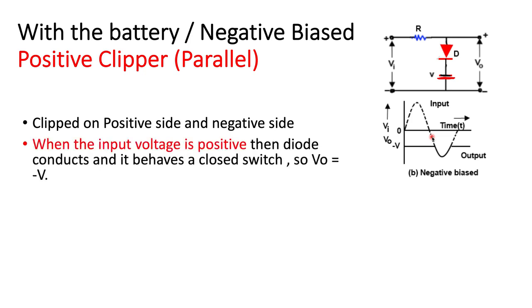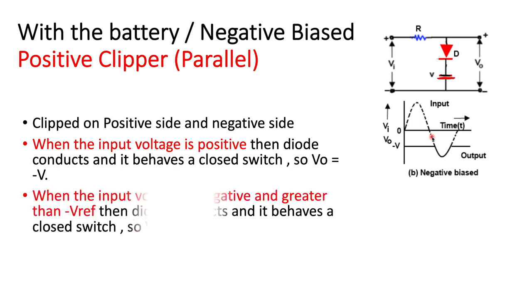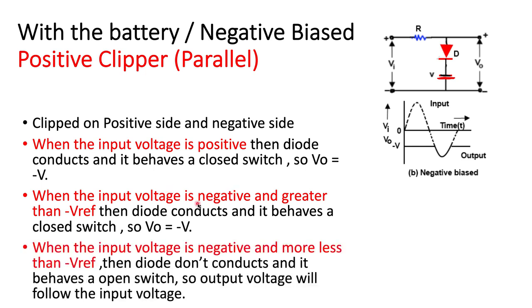When the input voltage is positive, then the diode conducts and behaves as a closed circuit, so V0 equals minus V. When the input voltage is negative and greater than minus V reference, then the diode conducts and behaves as a closed switch, so V0 equals minus V. The second statement is exactly the first statement. Please note that. And the third one: the input voltage is negative and less than minus V reference, then the diode doesn't conduct and behaves as an open switch, so the output voltage will follow the input voltage. I hope everybody understood this.